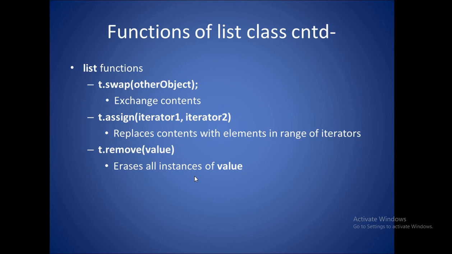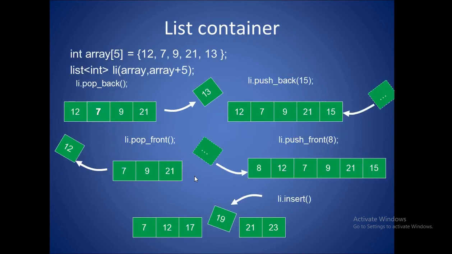T dot remove values erases all the instances of the value. Like that, clear removes all the values in that list.